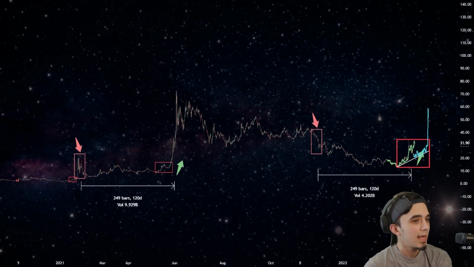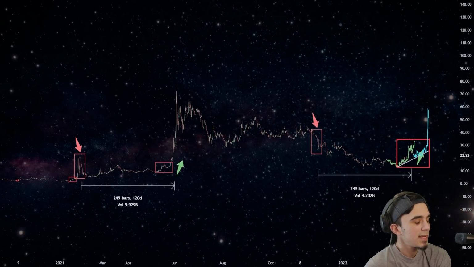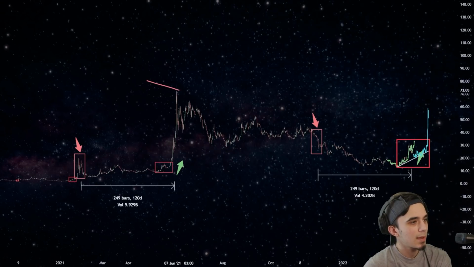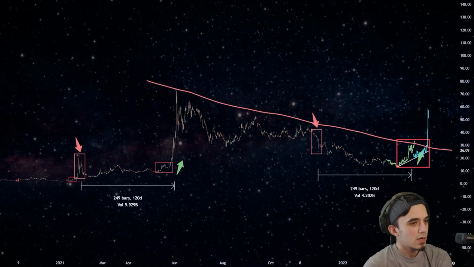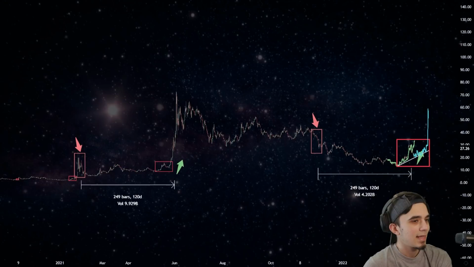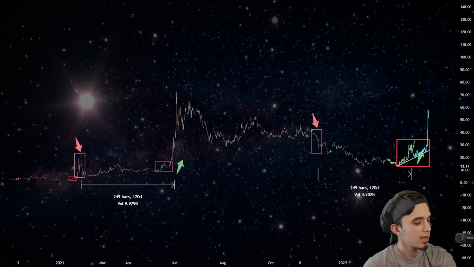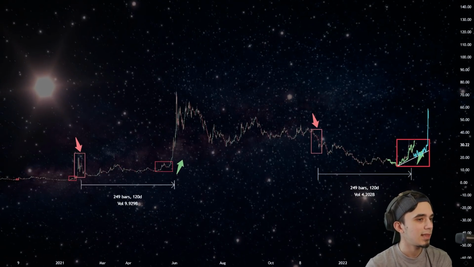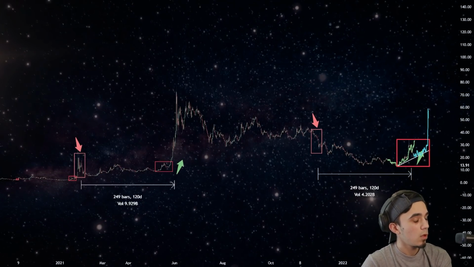Now, the reason why I didn't call this a squeeze scenario was because I knew that there was that major regression trend resistance line, right? And that was something that we had talked about on the stream, that if we did hit that level, we would have a small pullback, right?